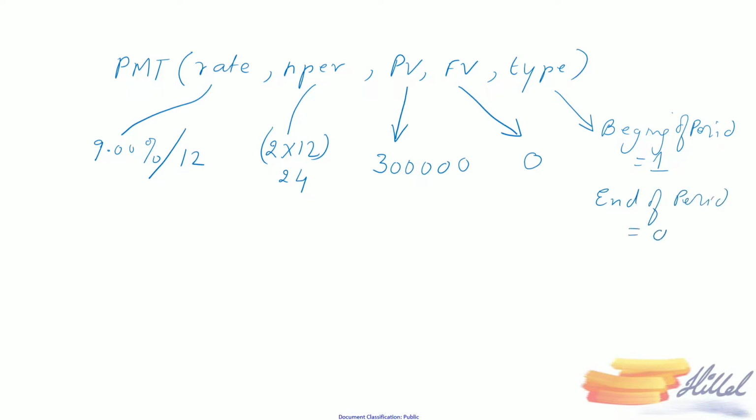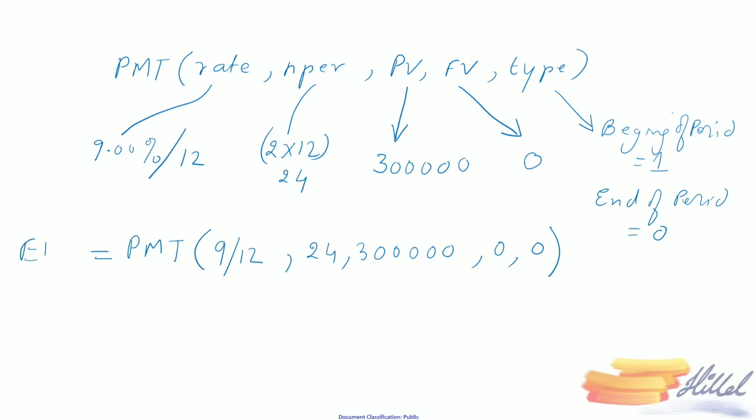So your formula will be equal to PMT, bracket, rate is 9 divided by 12, comma, 24, comma, that's 3 lakhs, comma 0, comma 0. This will give you an EMI value. This is equated monthly installments.